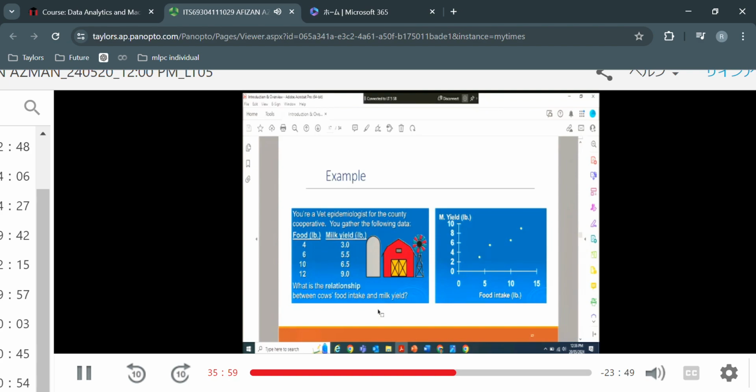Now, you got this other question. The food and the milk yield for cow. Food intake and milk yield in a country. So this table is your data set. Correct or not? Which one is your Y? Which one is your X? Already got it? Not yet, right? Which one is your Y? The answer is here. Okay, so your Y is actually your milk yield, the milk, and the food is actually your X.